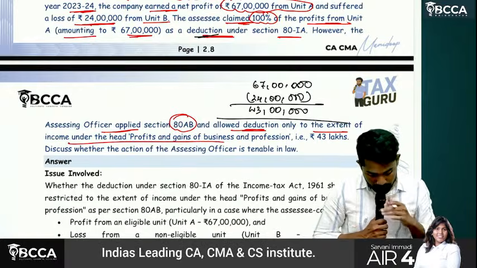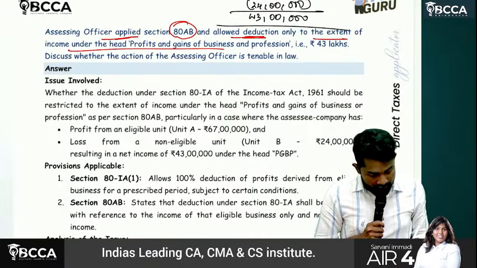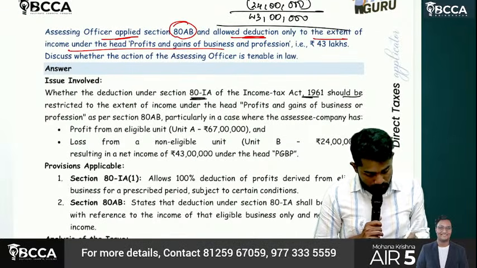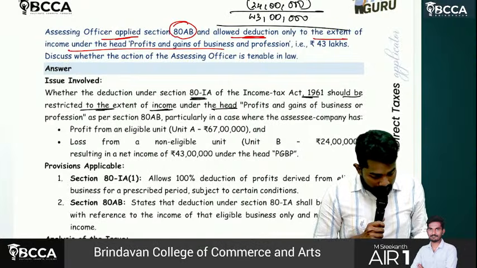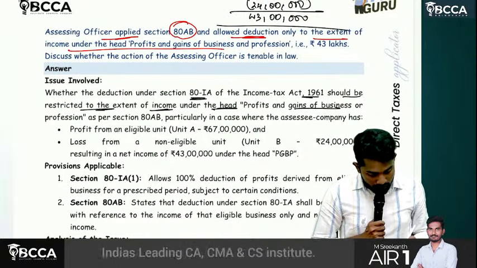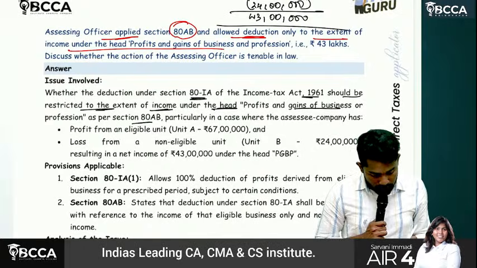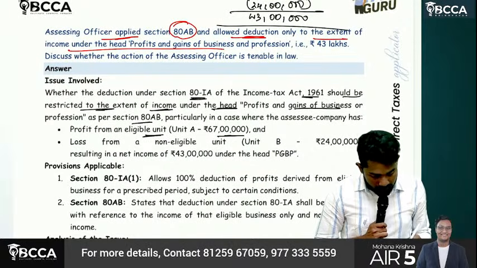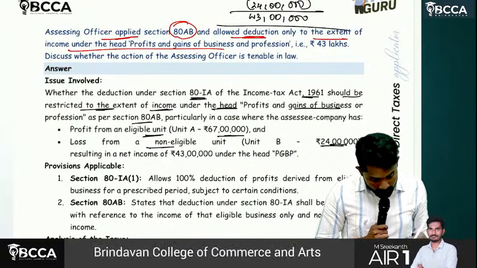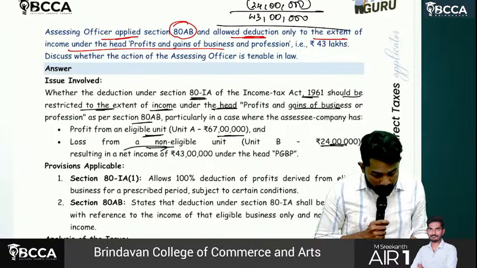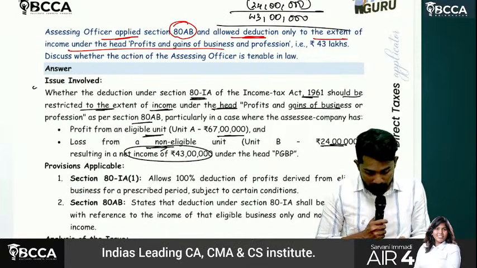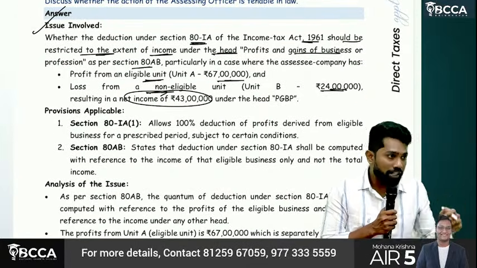So now see, whether the deduction under section 80IA of the Income Tax Act should be restricted to the extent of income under that PGBP or not is the question. So profit from eligible unit is 67 lakhs and loss is 24 lakhs. So by doing that, the net income will result in how much? 43. That is the issue, explained again, because they asked to write even the issue.